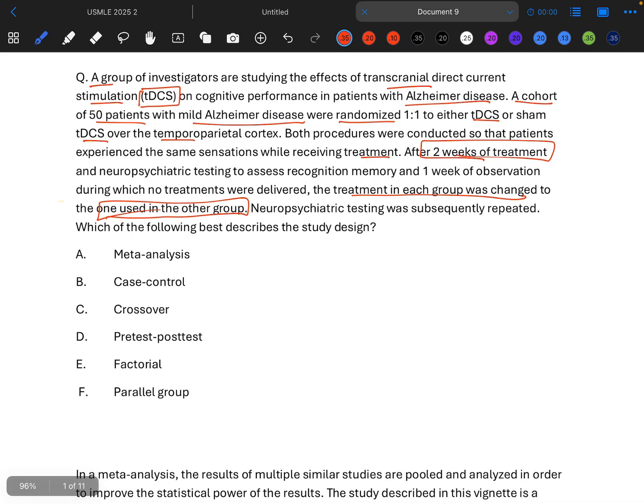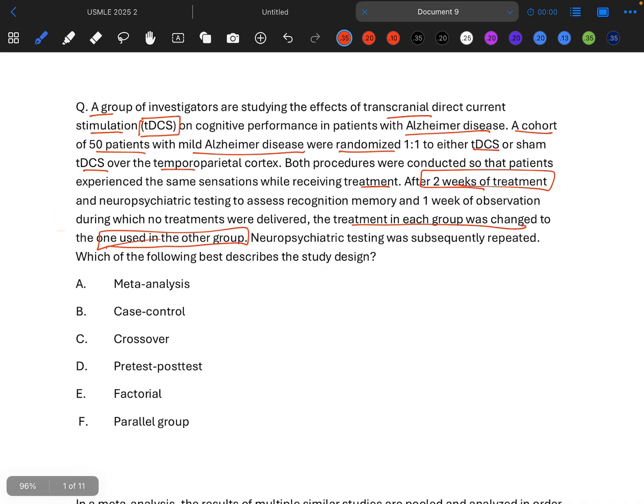Guys, in this question we have to describe the study design. First, evaluate the study design. If you focus, they mentioned that after 2 weeks of treatment and assessment, there is 1 week of observation with no treatment, and then the treatment in each group was changed. So this is a washout period.